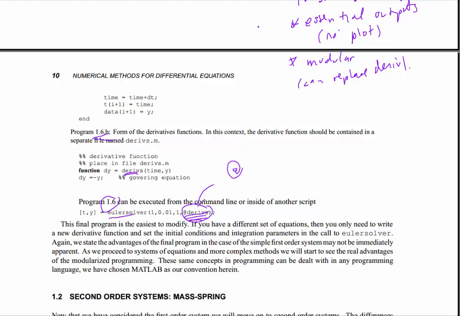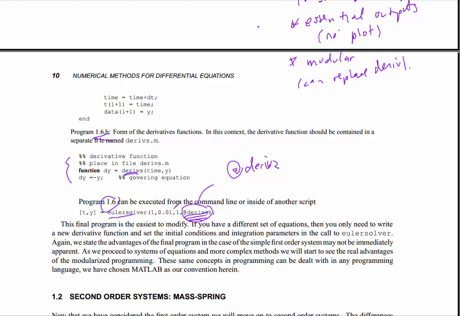Now, if I wanted some other derivative function, if I wanted deriv2, I could call it at deriv2, and I could define a function deriv2 that gives me the derivative that I want. So I could have a whole stable full of derivative functions that I could use. So that's the advantage of this.